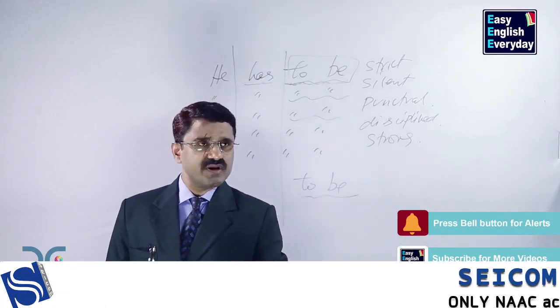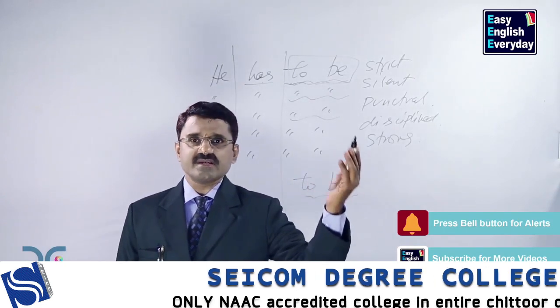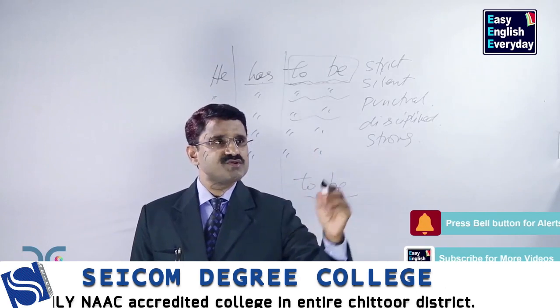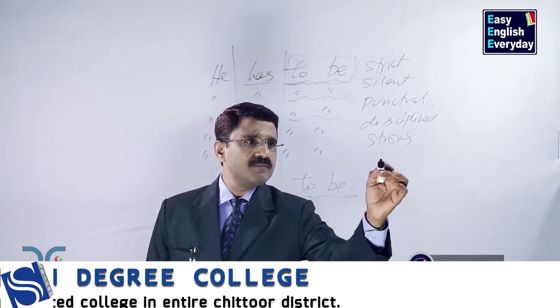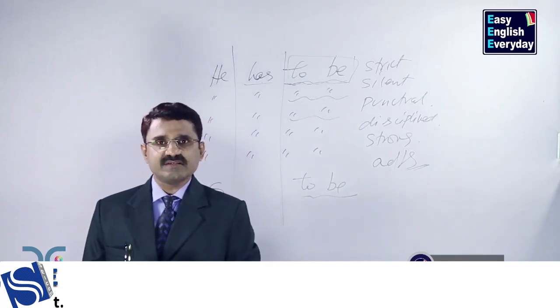He has to be strict. He has to be silent. He has to be punctual. He has to be disciplined. He has to be strong. These are called adjectives.